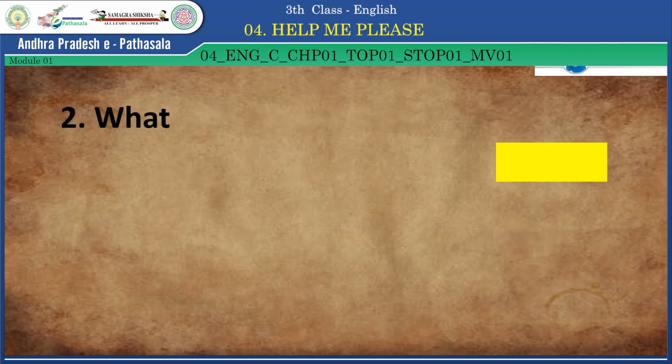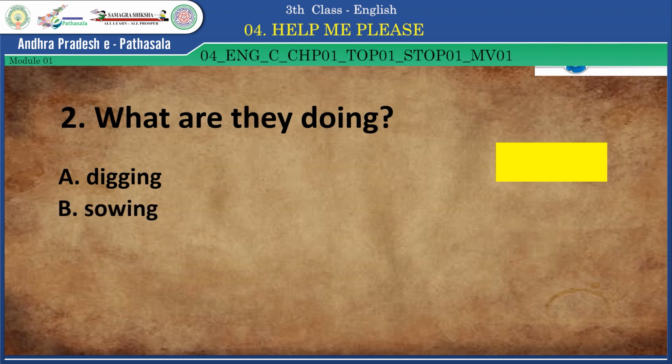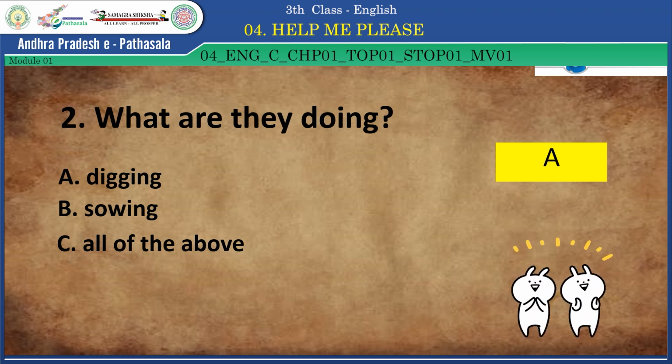What are they doing? A. Digging. B. Sowing. C. All of the above. Yes, you are right. The correct answer is A. Digging. Well done, children.